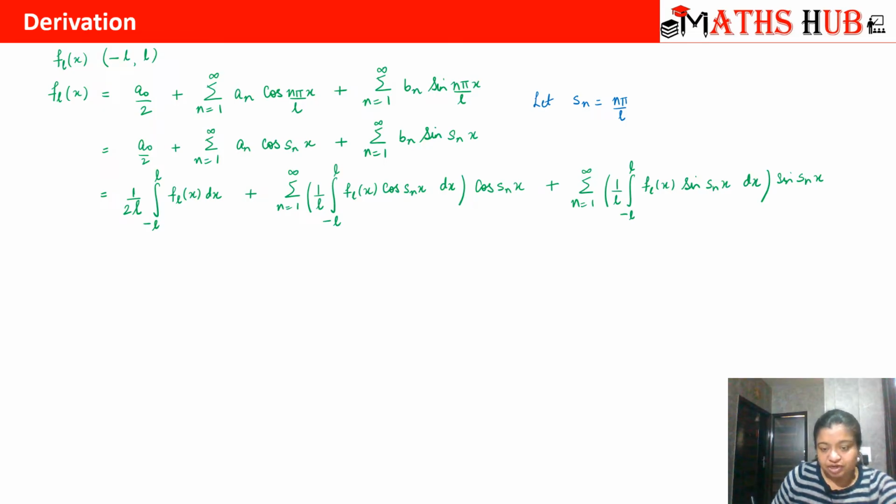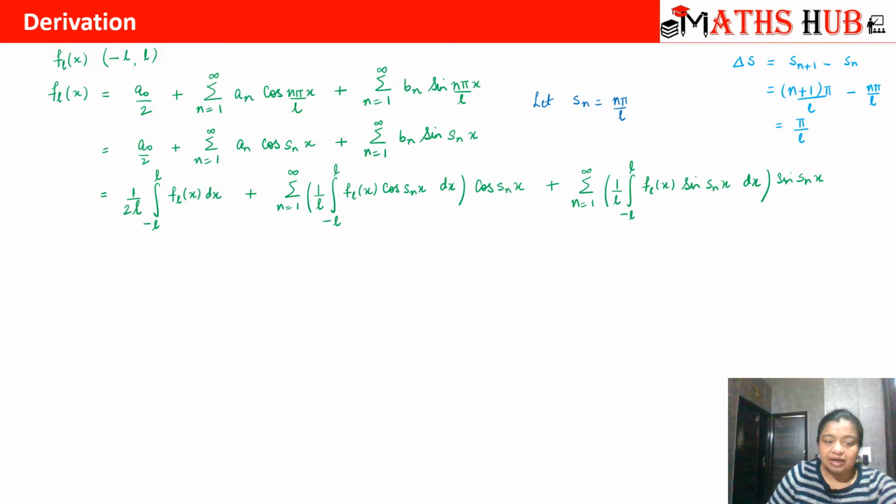So I'll just work it out here. We know that delta S, the change in Sn, would be Sn plus 1 minus Sn. If your Sn is n pi by L, then Sn plus 1 will be (n plus 1) pi by L, right? And we subtract Sn, which is n pi by L. When you solve this, you will get pi by L, right?